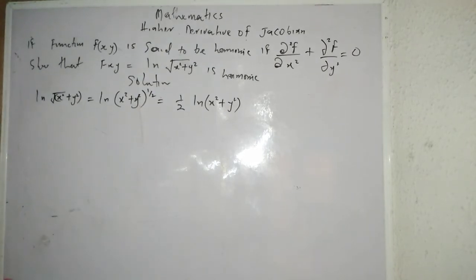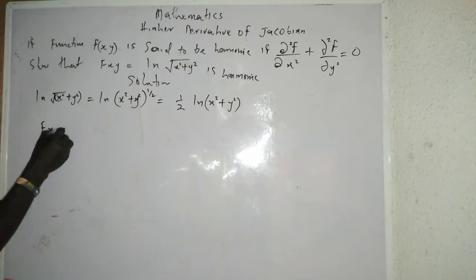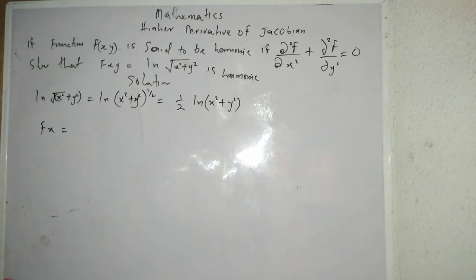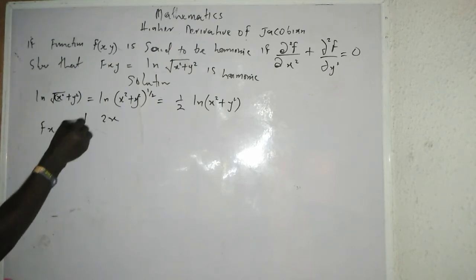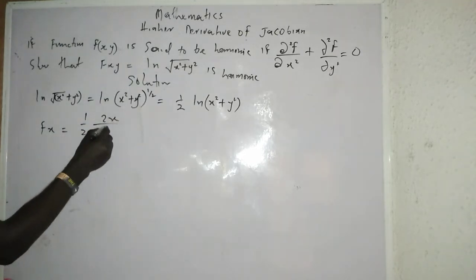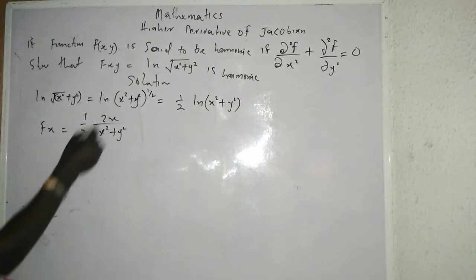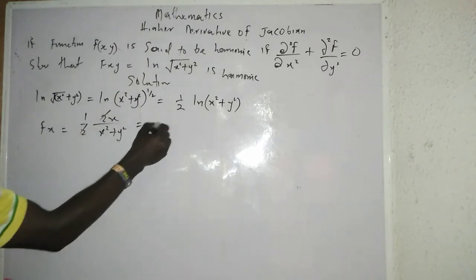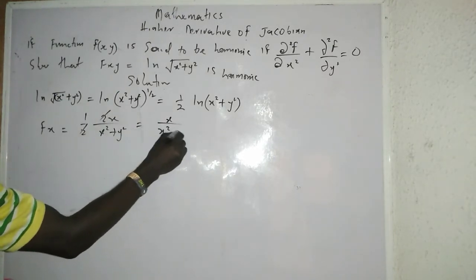Now, I can move on. If I have my function of x, it means I want to differentiate with respect to x. This is called function of function: differentiate the inside, inverse of the inside. If I differentiate the inside, I will have 2x, and I'm having 1 over 2 here, divided by the inverse of this, which the 2 will cancel. Which also gives x all divided by x squared plus y squared.